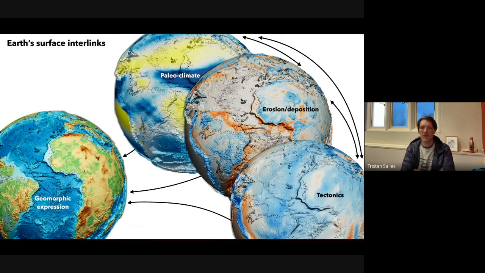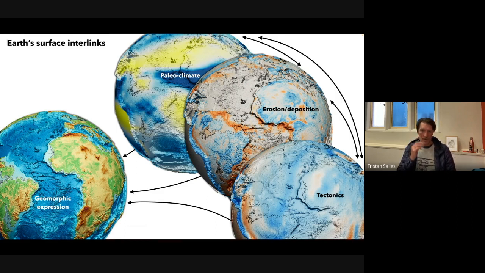Here, the idea is that we've got some reconstruction of paleoclimate. We've got some reconstruction in the past of the tectonic evolution. So it can be plate tectonic, or it can be tectonic related to the movement of the core of the Earth and the mantle of the Earth. And basically combining that with paleogeography reconstruction and evaluating the amount of erosion and deposition, and trying to have a better representation of the physiography or the geomorphology of the Earth.